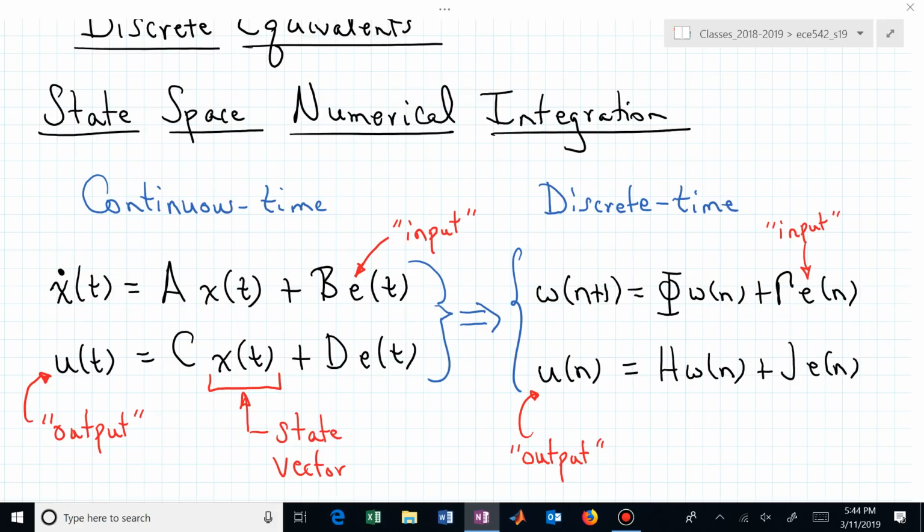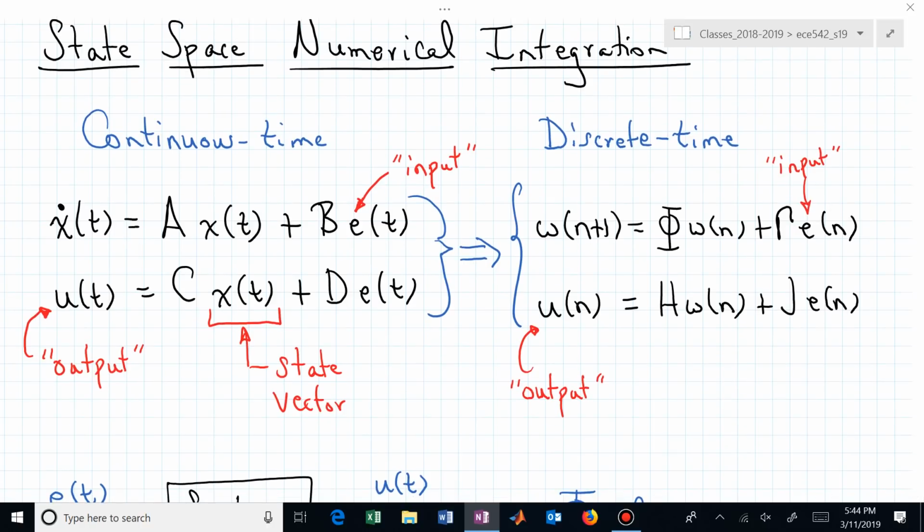And what we want to do now is convert that, go to the right, and try to find a phi, a gamma, an H, and a J. And the phi, the gamma, the H, and the J should be dimensionally consistent with the continuous time representation, and they should involve functions of A, B, C, D, and our sample period, capital T.